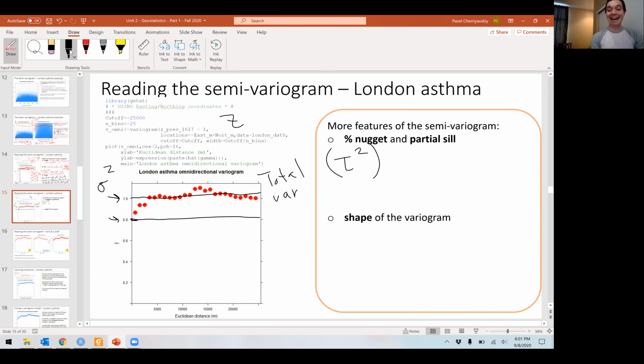Just very conveniently, our total variance in this case was 1. So we can pretty easily say that, with a nugget of 0.8, with a non-spatial variance of 0.8, 80% of our total variance is non-spatial. 20% is spatial. I claim that is still non-trivial. So then 20% is due to something spatial. It's due to the distance between observations and whatever is measured by that, the dissimilarity in space.